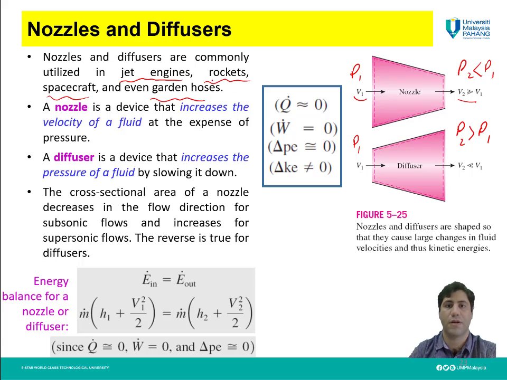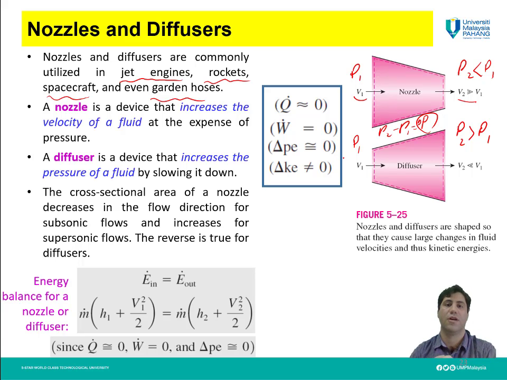For example, for a rocket, we are interested to increase the pressure to provide that force for moving of the rocket. So usually we use a diffuser. Then the pressure at the back of the diffuser will be higher than the pressure at the input of the diffuser. And this difference in the pressure, P2 minus P1, or delta P, will cause a force on the diffuser, and it will go forward.